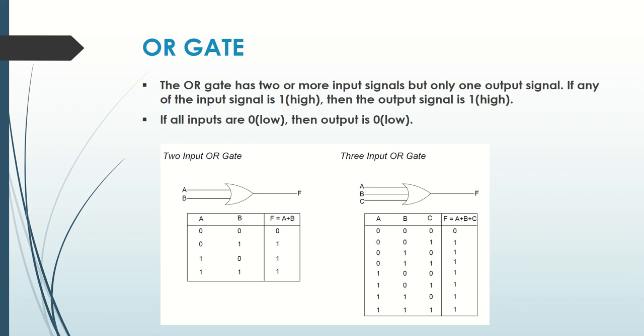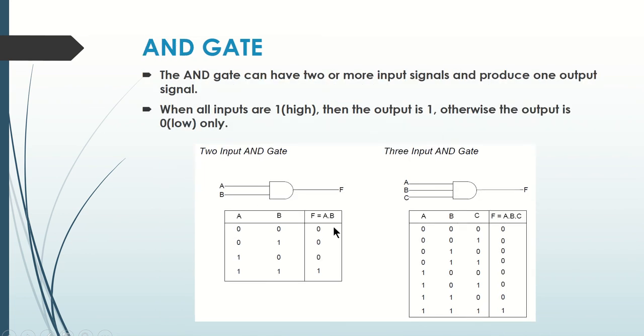Okay, so here what you have learned is the OR gate representation, the 3 input OR gate representation. The next one is the AND gate. So this is your AND gate representation. The AND gate also takes 2 or more input signals and produces only one output signal. Only when all inputs are high, that is, when all the conditions are satisfied, the output is high. Otherwise the output is 0 only.